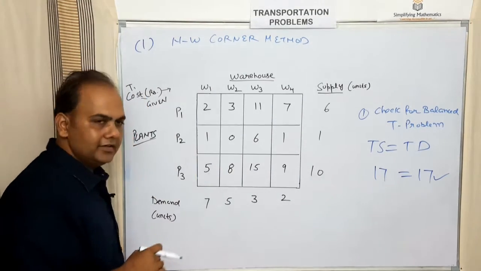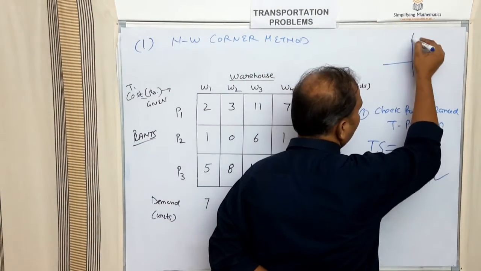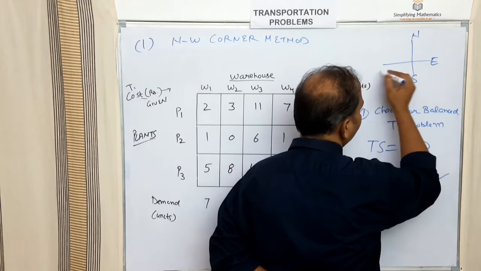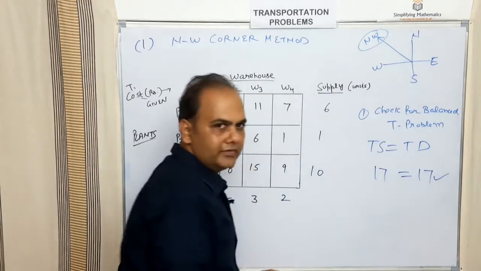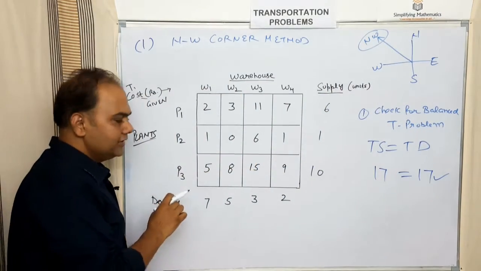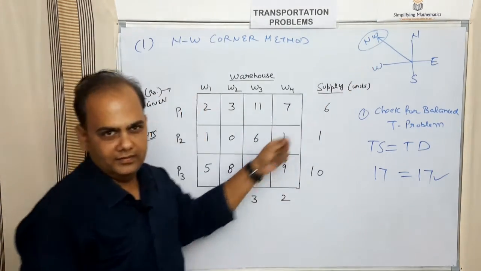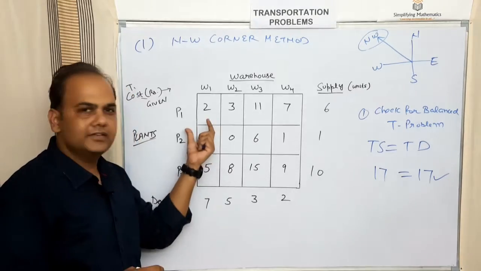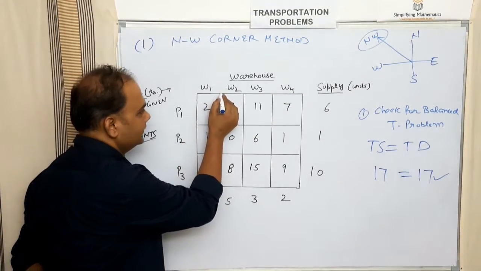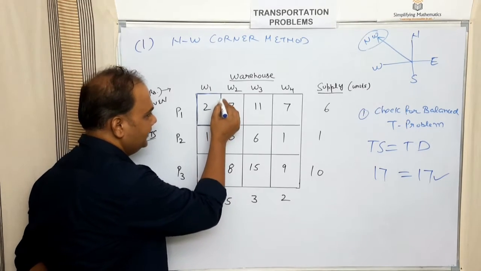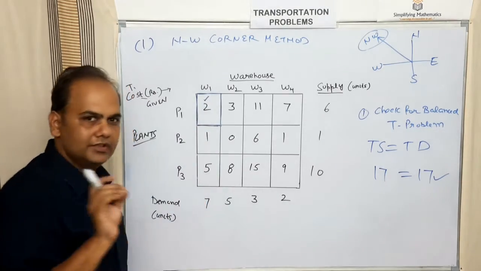Now applying this method, the northwest corner method. If you look at all the directions, which is the northwest direction? This is the northwest direction. So what is there in this method? You have to find the cell which is in this northwest direction in the whole matrix. So this is the cell, right? Now what is the value in this cell? That is 2.